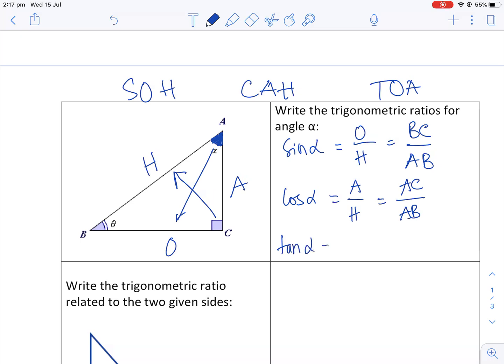And the last one is tan theta, which equals opposite divided by adjacent. So write that down: opposite divided by adjacent. The opposite is BC and the adjacent is AC. So it's equal to BC divided by AC.